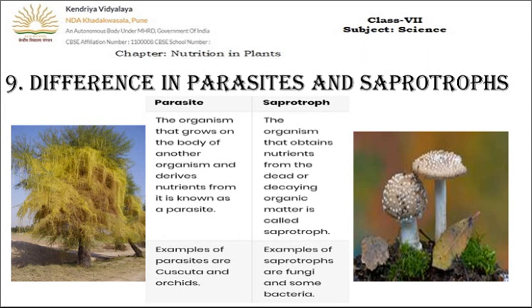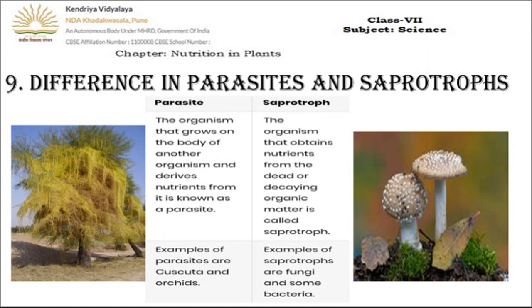Then saprotrophs. Saprotrophs are the organisms which get their nutrients from dead organisms. Here is the difference. Parasites get their food from other living organisms, whereas saprotrophs get their nutrients from dead organisms. As you can see in the picture, a fungus is growing on a heap of garbage or on a log of wood, because that log of wood is a dead part of the plant.